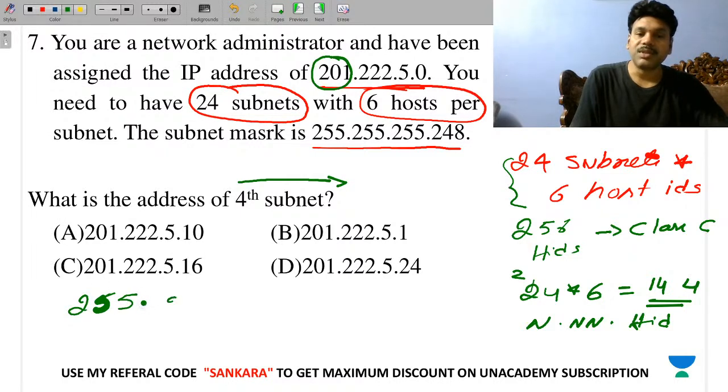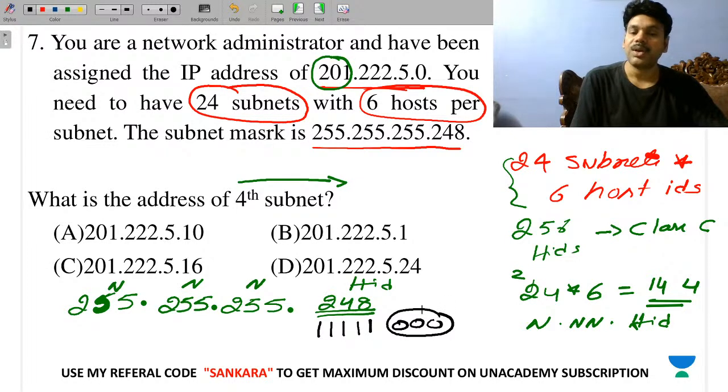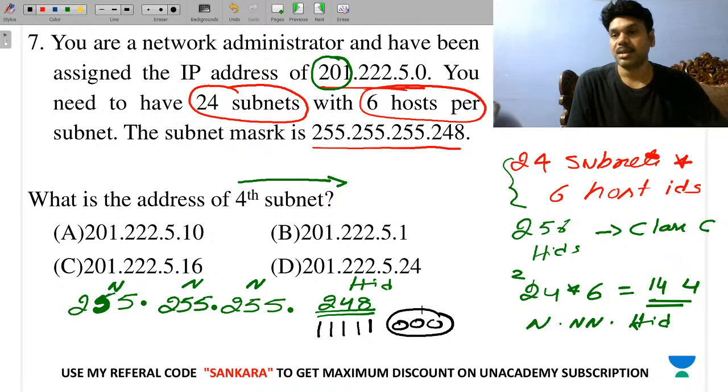Your mask is 255.255.255.248. So this is the N, this is the N, this is the N, this is the H. You see in this particular octet how many bits are subnetted. 248 means 1, 2, 3, 4, 5 ones and the remaining are zeros, which means it is expecting 8 partitions.